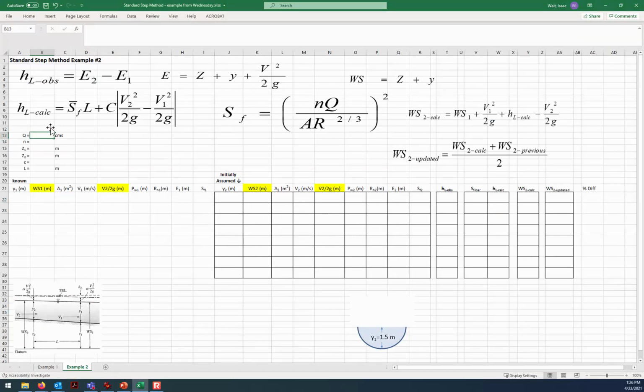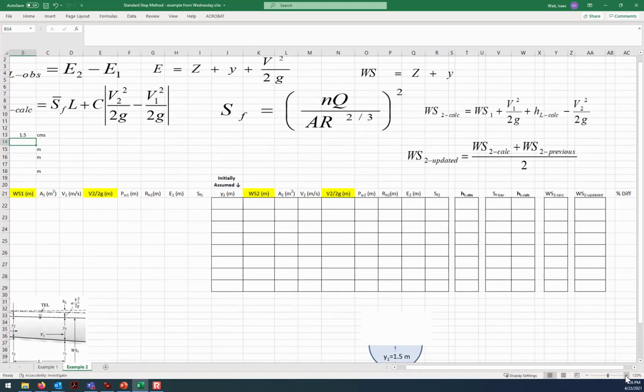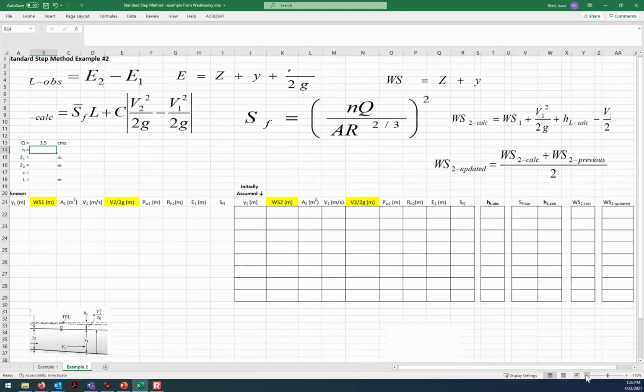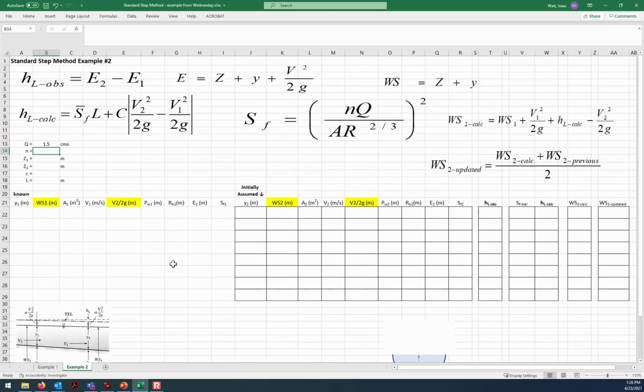1.5 cubic meters per second. This time we're working in SI units. Last time we were in traditional. N value 0.045. Z1 we said was 0 because the invert of the downstream channel is at the datum. And then the invert of the upstream channel is at an elevation of 0.5 meters. Our expansion/contraction coefficient is 0.2. And then these two sections are 100 meters apart.